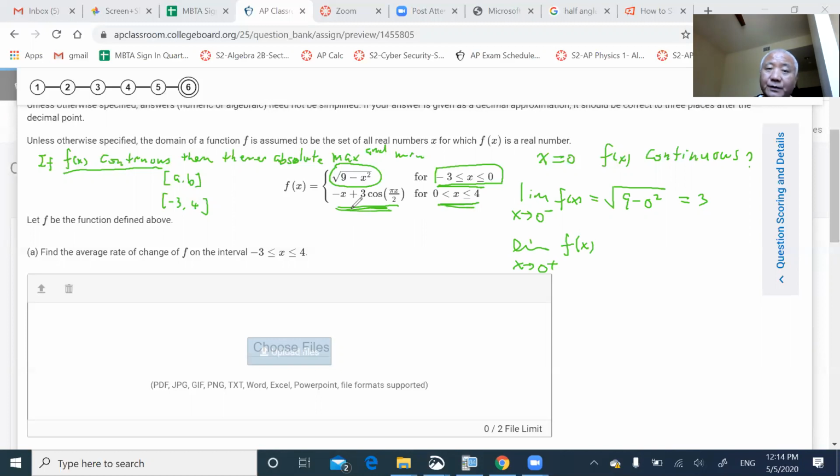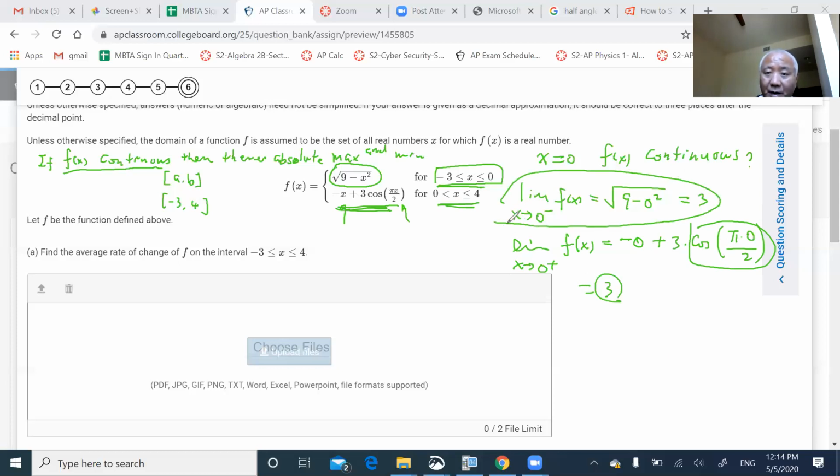Right side should use this piece of the piecewise function here. So you plug in 0 here and 0 here: 0 minus 0, plus 3 times cosine of pi times 0 over 2. This is cosine 0, and cosine 0 equals 1. 1 times 3 is 3, and 3 plus minus 0 is still 3. See here? The left limit and right limit are equal.